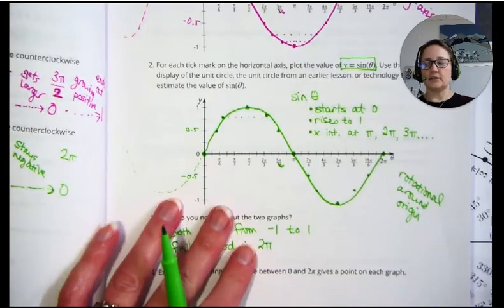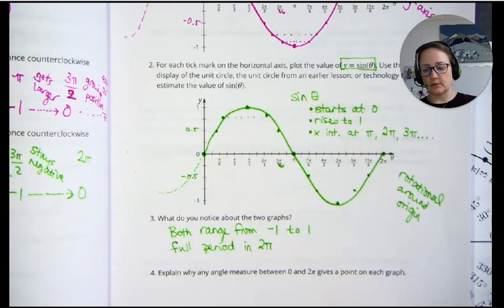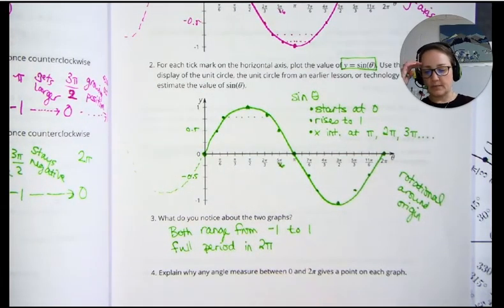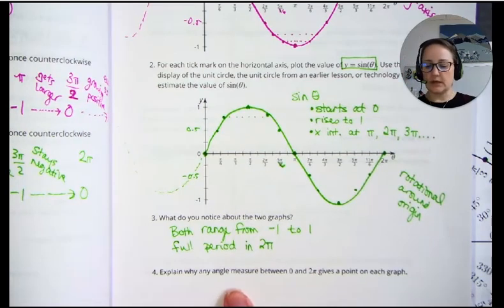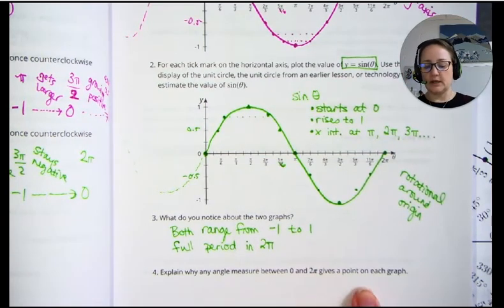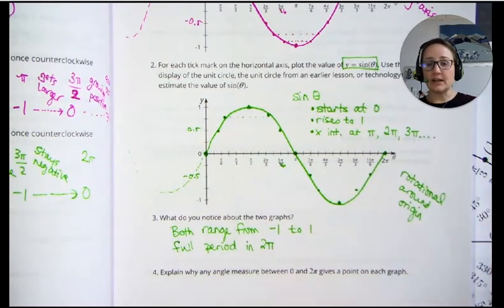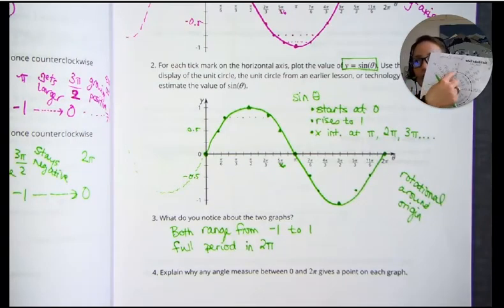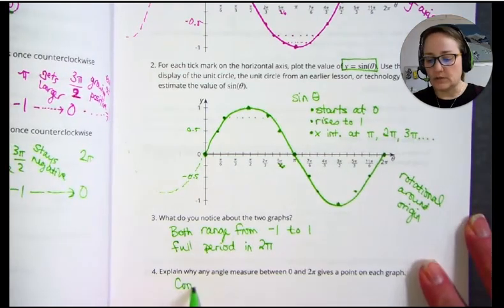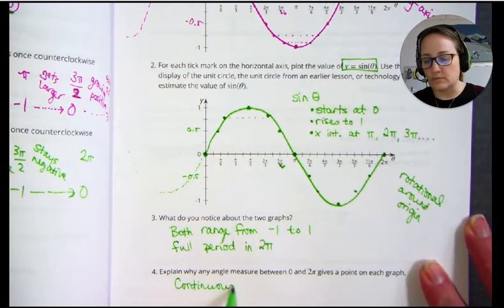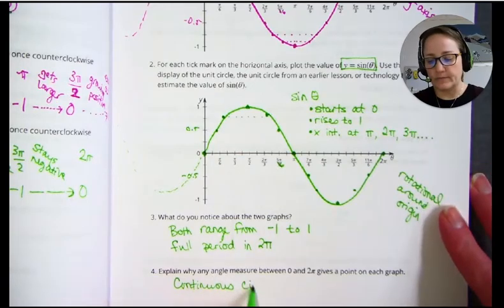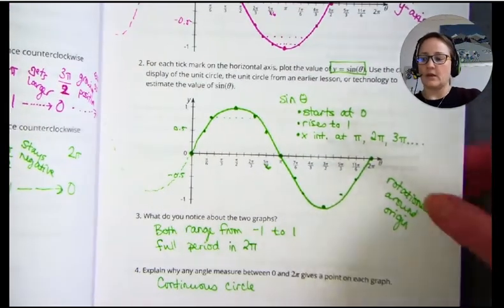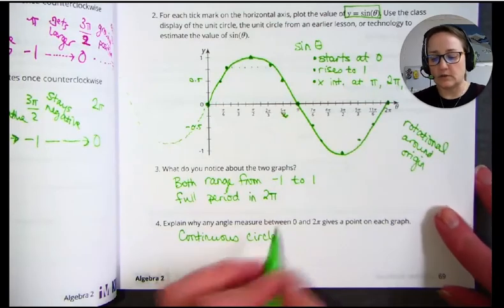So there's lots of things that we could actually notice about these two graphs, but some nice things that they have in common. Okay, so any angle measure between 0 and 2 pi does give a point on the graph. We are not just locked in to these nifty points here on our unit circle. There are all kinds of coordinates in between there. So the fact that it's a continuous circle means we can have any angle measure between 0 and 2 pi.